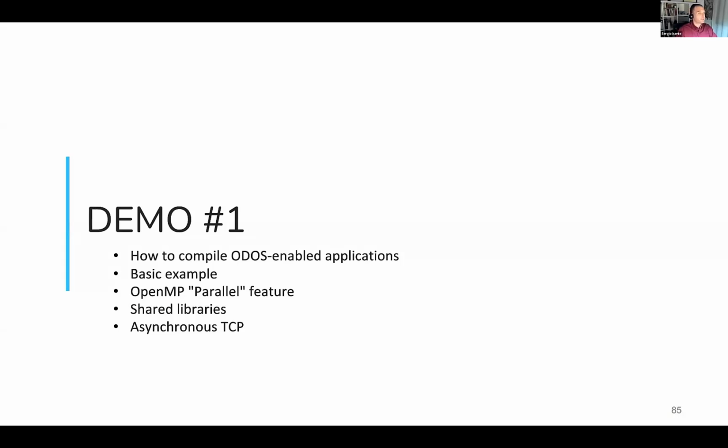So this is the first demo that we have for today. We'll start by understanding how we can compile an ODOS-enabled application. Then we'll continue with some basic examples, the parallel feature of OpenMP, also how to compile with shared libraries, and finally a full asynchronous TCP example with a ping pong.